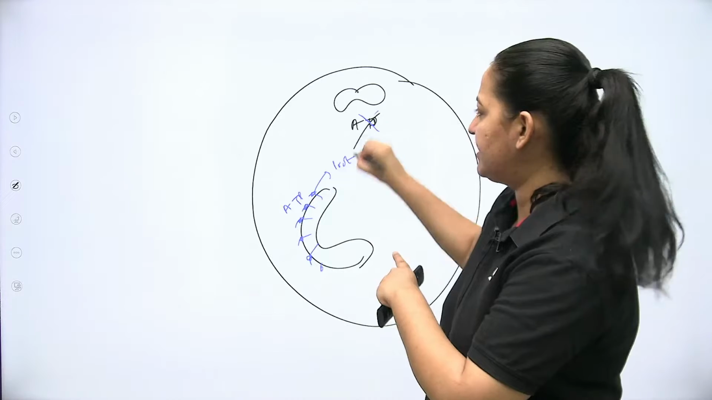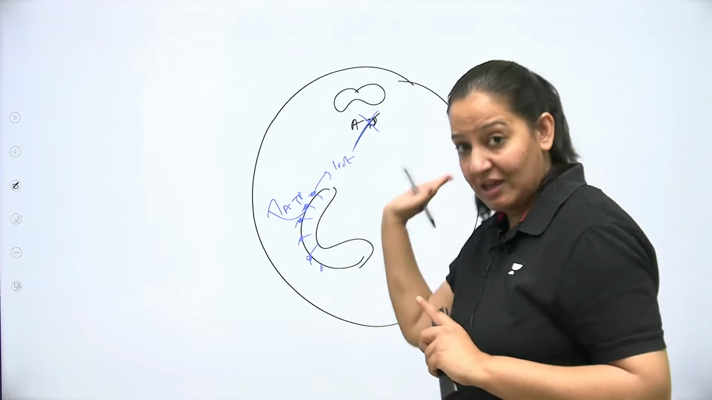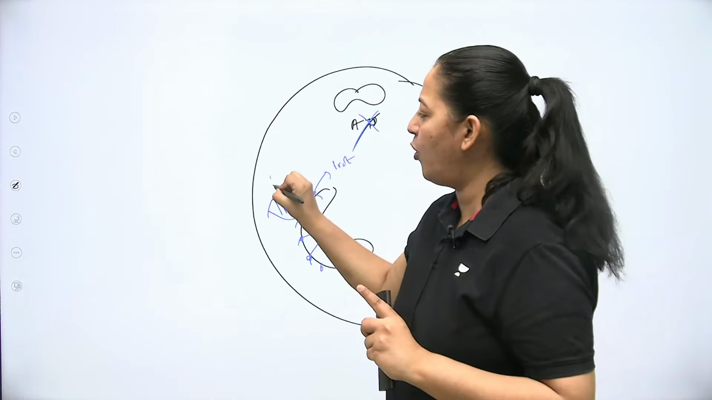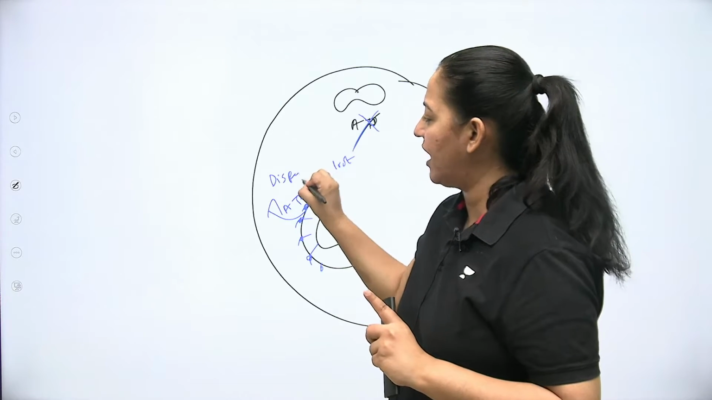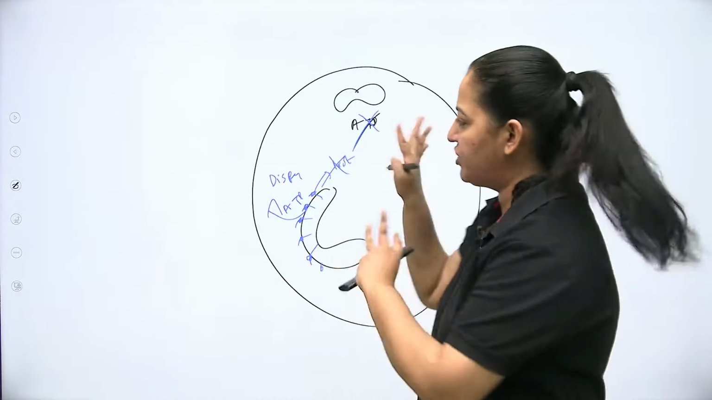But this cell doesn't have ATP. Since they don't have ATP, the ribosomes will disperse from the endoplasmic reticulum. They will go away from the endoplasmic reticulum, dispersion of the ribosome. And since the ribosomes got dispersed, they will not form protein. So there is no protein formation inside the cell.